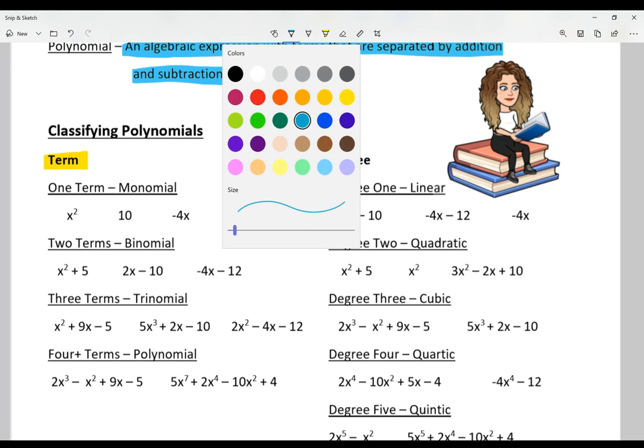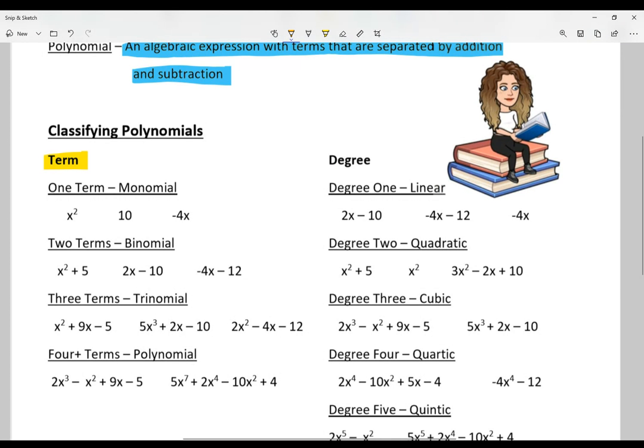So if there's only one term, we call it a monomial. Here are some examples. Monomial has the prefix mon, which means one. So another word that uses mon, I think monarchy, because that's a government with only one ruler.